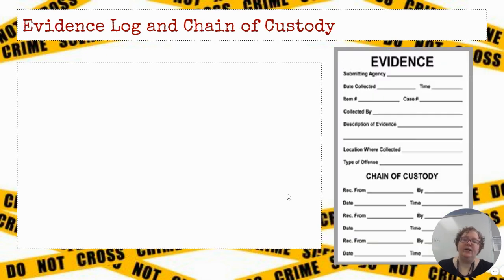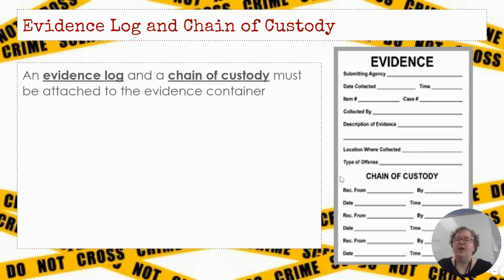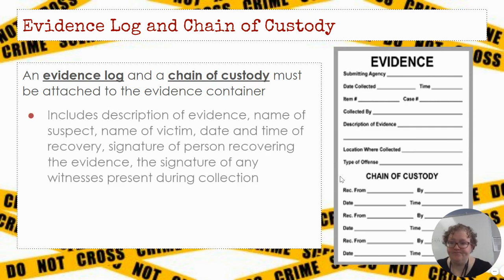Something really important when it comes to evidence is something called an evidence log and chain of custody. An example of it is on the right-hand side. The evidence log and chain of custody must be attached to the evidence container, not just one evidence container per crime scene. We need this document for every single piece of evidence collected.